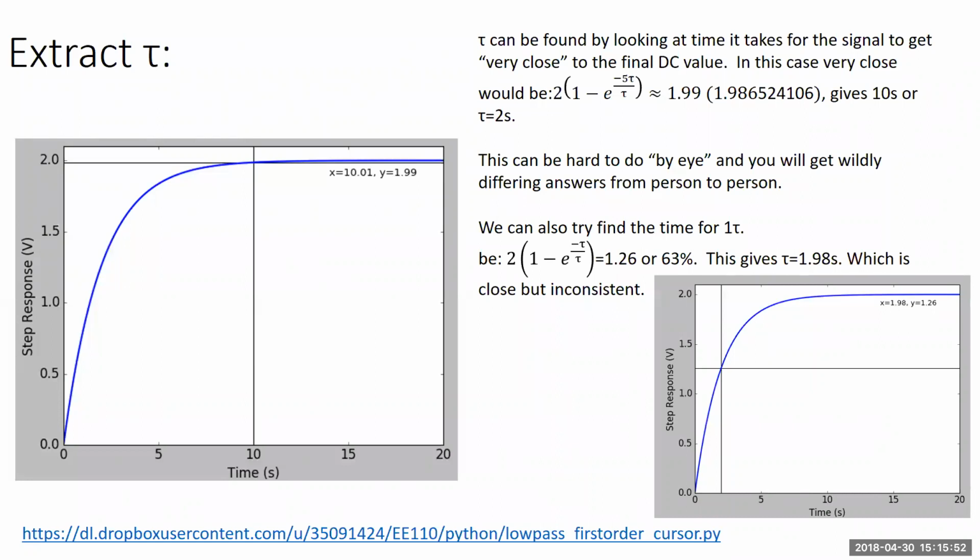Yep. You just round it, okay? Bless you. Right. This is like this quick thing done by eye. Hey, how long? Oh, it's taken about 10 seconds to get up there. All right, tau's about this.